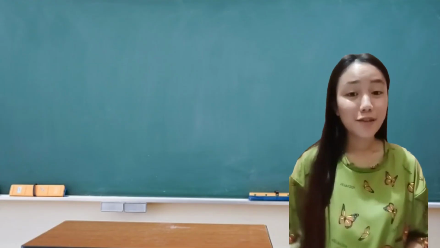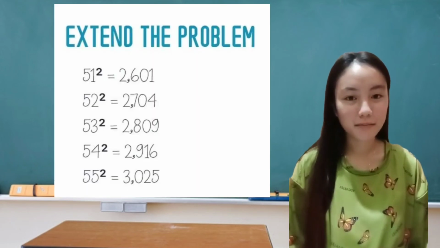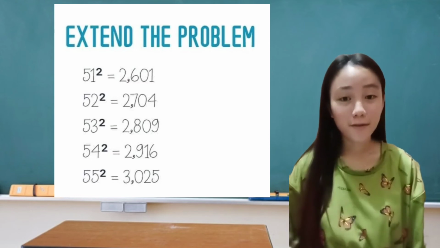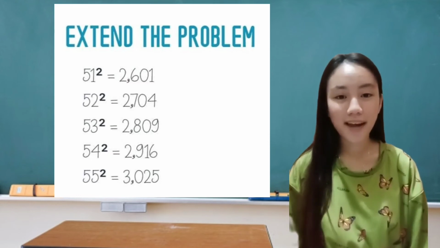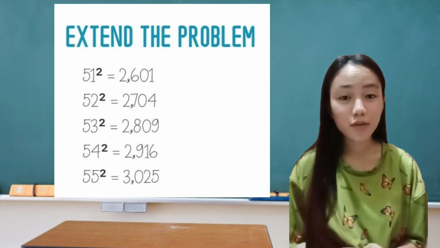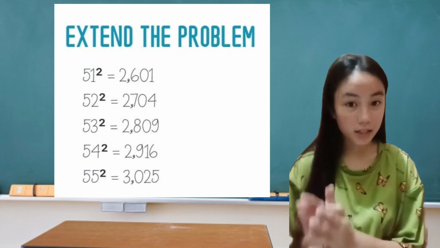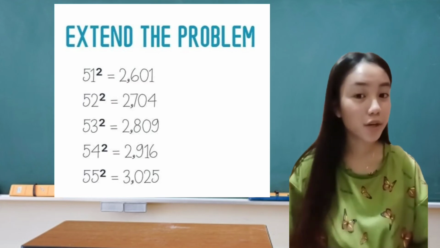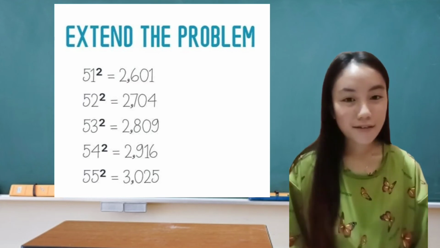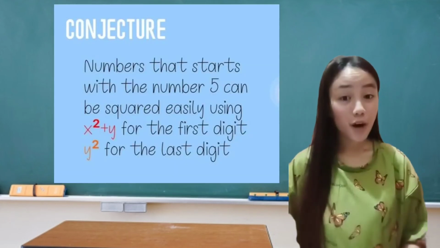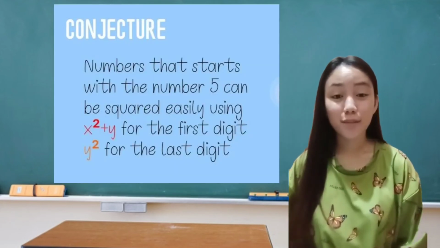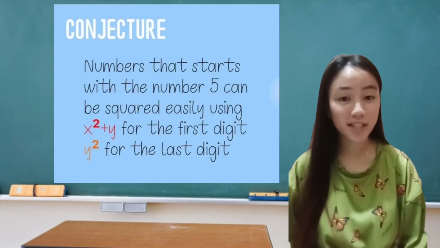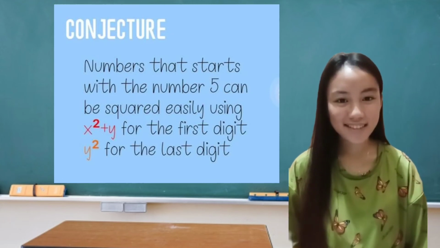So 458 squared is equal to 209,764. In this part, we are going to extend the problem. So we have presented examples. We have 51 squared, 52 squared, 53 squared, 54 squared, and 55 squared. As you can observe, all of the numbers have 5 in the first digit. So what are we going to do with this problem? What are the formulas we're going to use? So next, we're going to have our conjecture. For our conjecture, numbers that start with the number 5 can be squared easily using the formula x squared plus y for the first digit and y squared for the last digit.